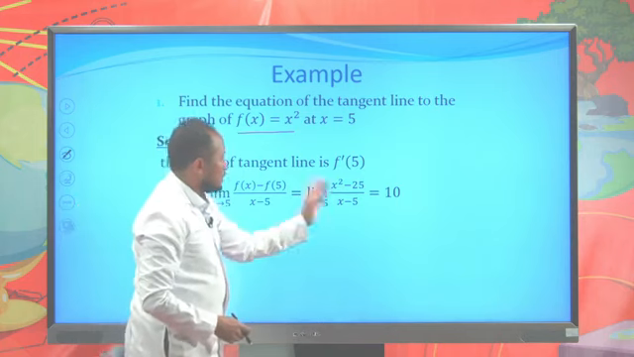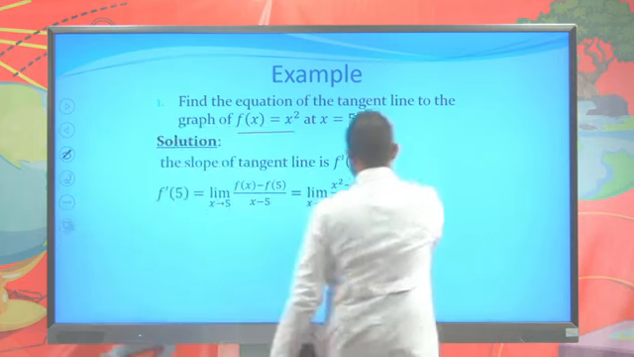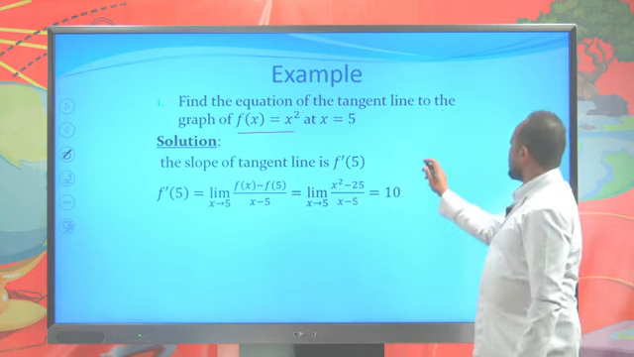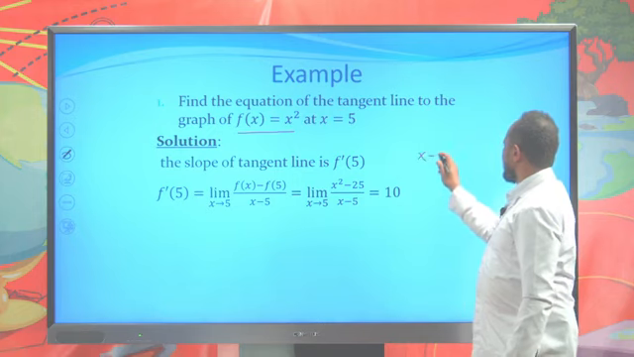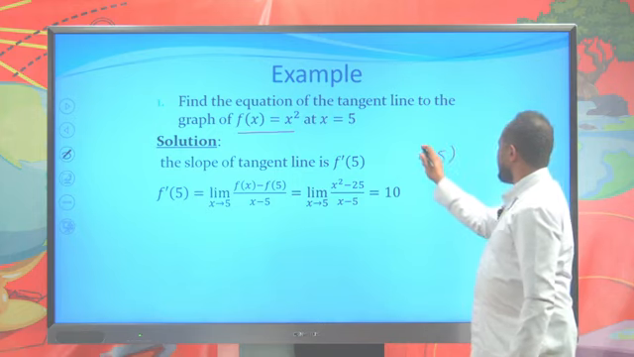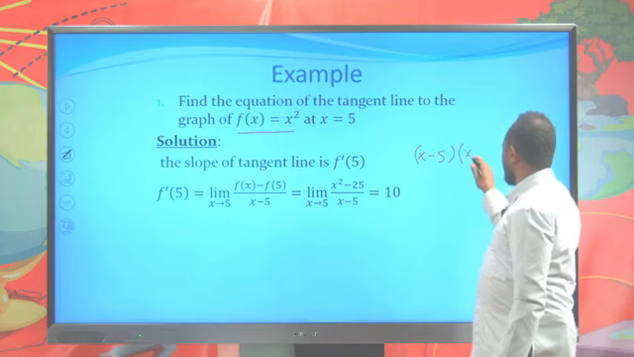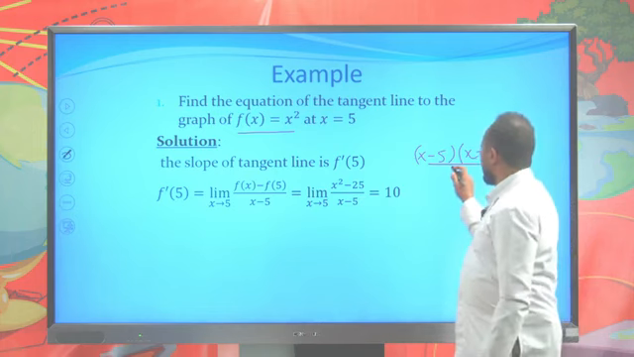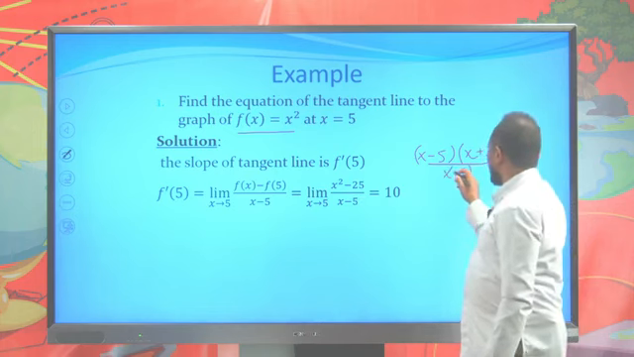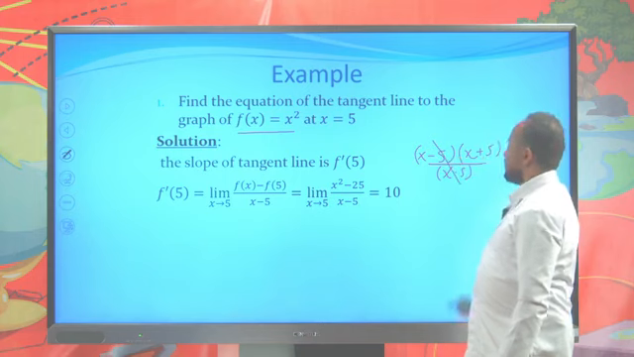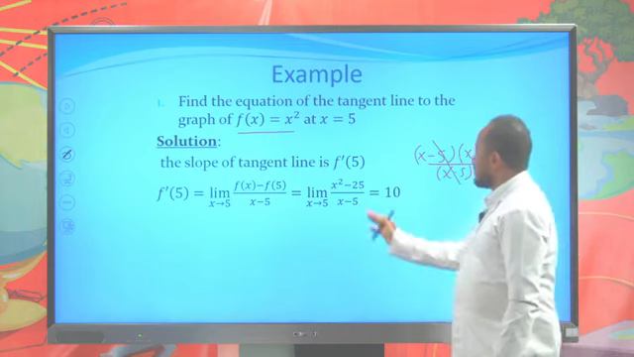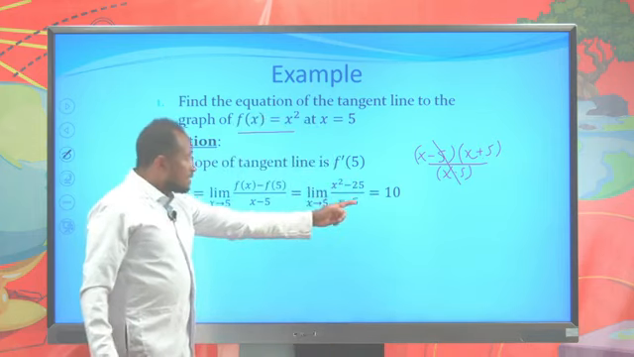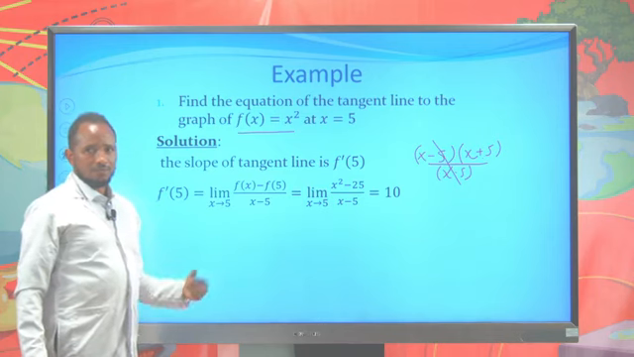So when you factorize this to evaluate the limit, x squared minus 25 is x minus 5 times x plus 5, divided by x minus 5. So these two cancel out, only x plus 5 is remaining. Therefore, the limit of x plus 5 as x approaches 5 is 5 plus 5, which is 10. This 10 is the slope of the tangent line.